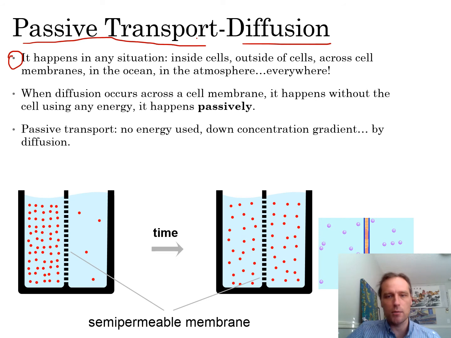Could be inside cells, could be outside of cells, could be across cell membranes, in the ocean, in the atmosphere, in space, or even on another planet or in an alien's body. That's going a little too far.